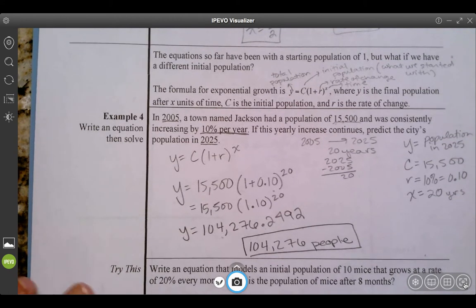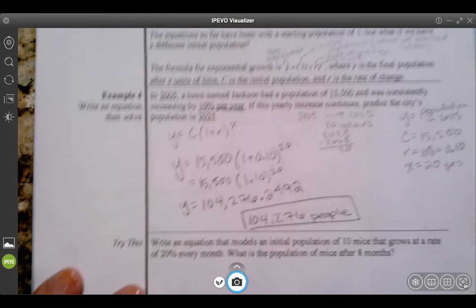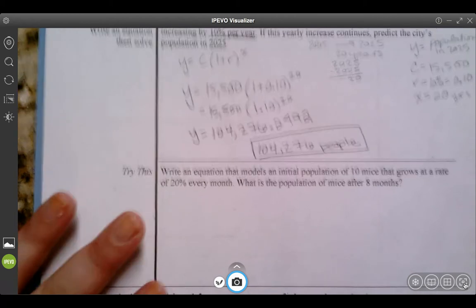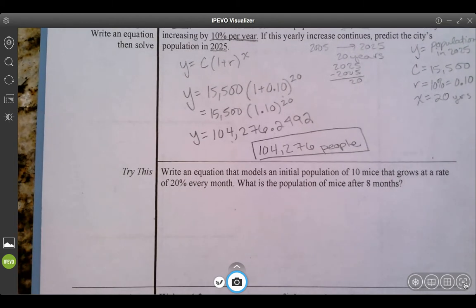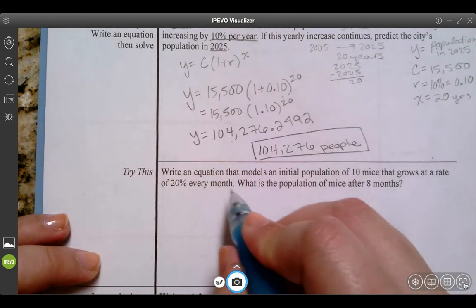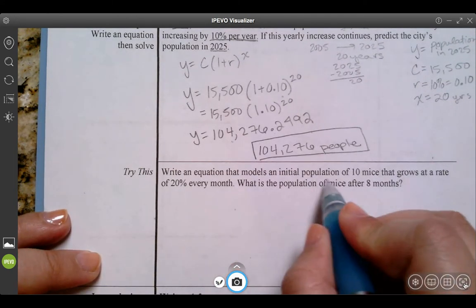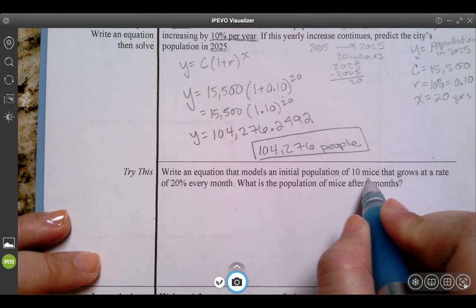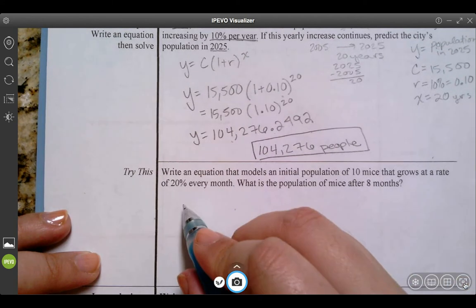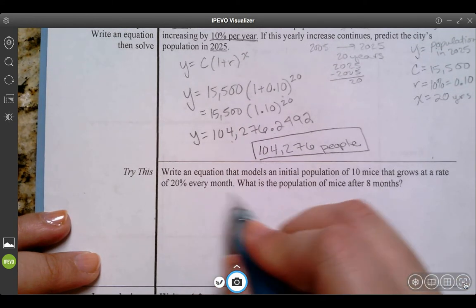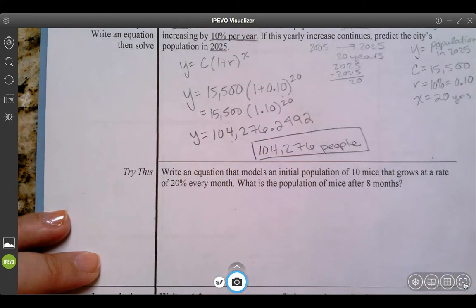Okay, the next question is very, very similar. Okay, I'd like you to try it on your own, and then we'll go over it together. Okay, so we want to write an equation that models an initial population of 10 mice that grows at a rate of 20% every month, and we want to find the population of mice after 8 months.